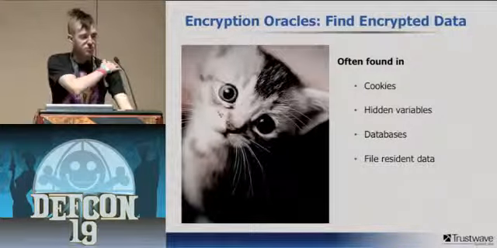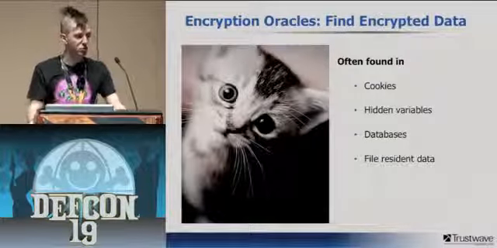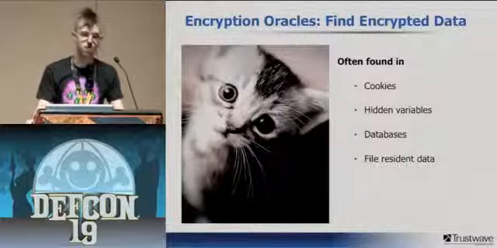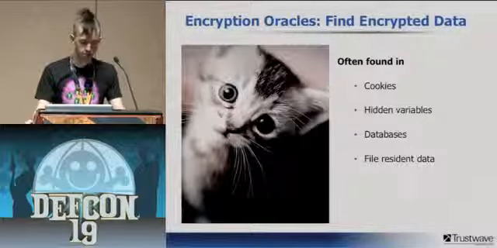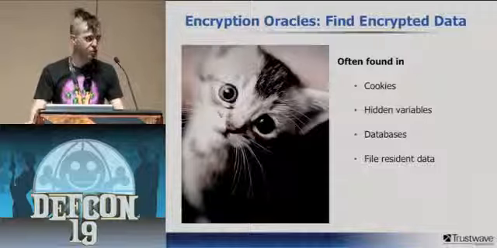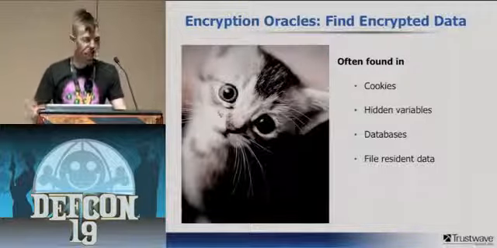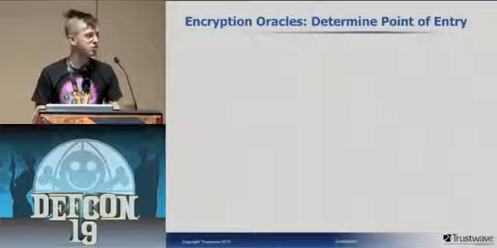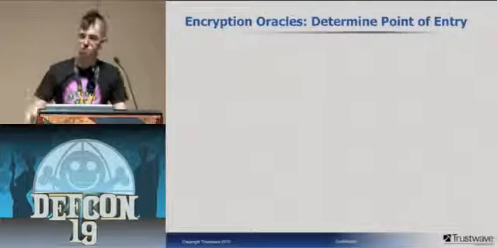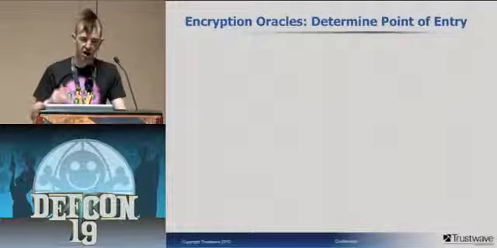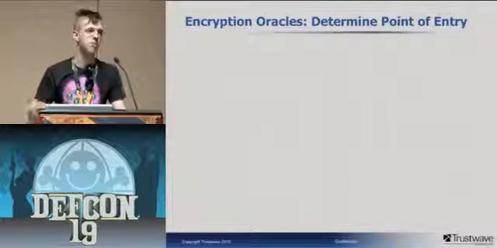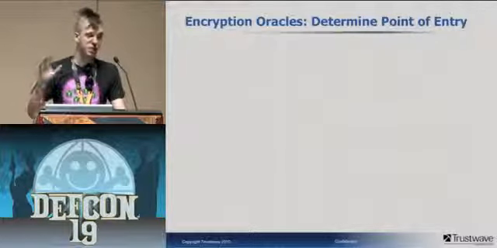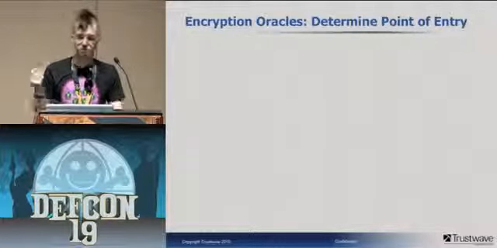So again, we're looking for encrypted data when we're talking about encryption oracles, but in this particular case, we're looking for it as output as opposed to as input. You'll frequently find this sort of thing in cookies and hidden variables, in databases and file resident data. And then the next thing that you're going to need to do is to determine the point of entry. When you're looking at this encrypted output, usually it'll have some identifying information, like maybe a variable that's in a hidden field, and that variable will be named pet's name.